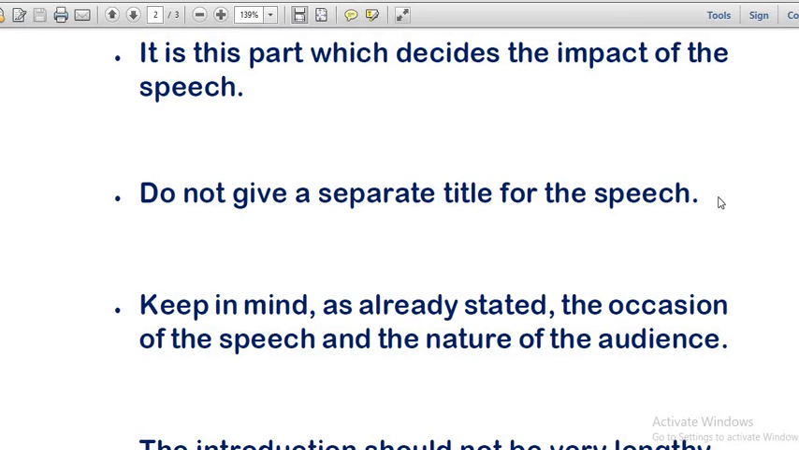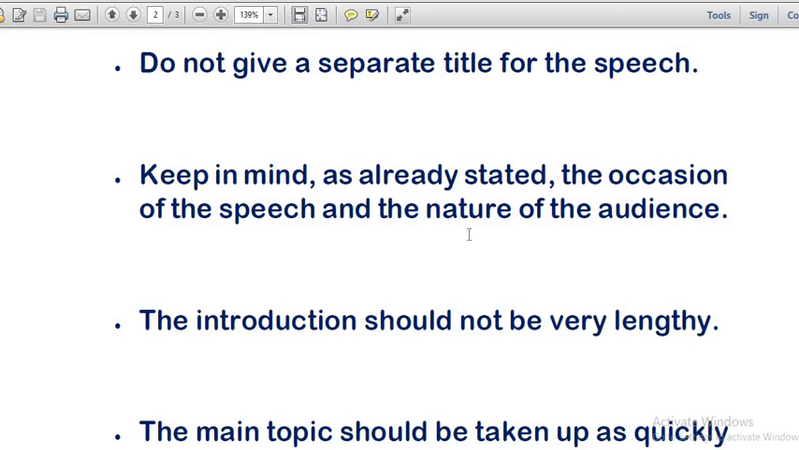Next one, do not give a separate title for the speech. Yes, very important. No need to give a separate title for the speech. Obviously, in the question paper, it will be mentioned, a hint will be given. So no need to give any separate title for the speech. Keep in mind, as already stated, the occasion of the speech and the nature of the audience. These things you have to keep in mind.